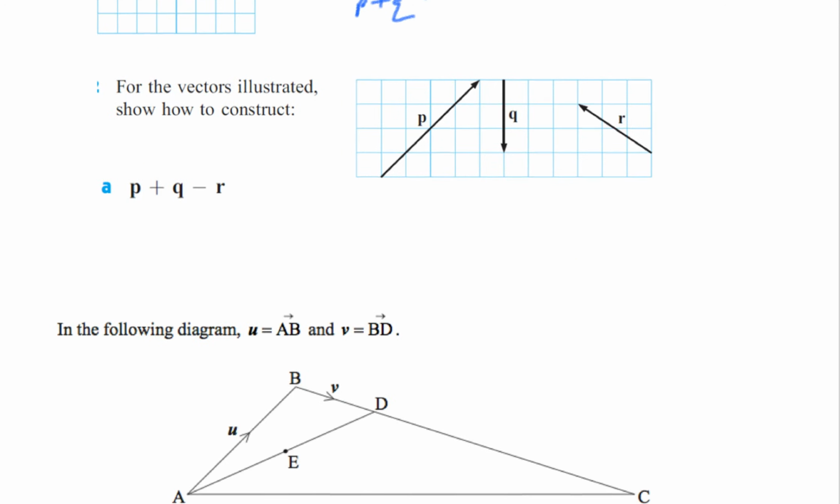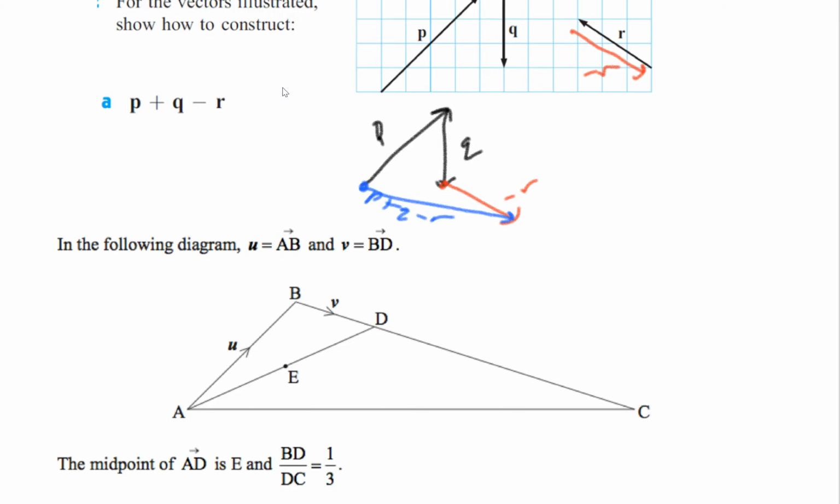This kind of puts it all together right here. They want you to add P, so here's P. Add it to Q, so Q is going to go straight down. And then they want negative R. I have positive R right now, so negative R is going the opposite direction. So it's going to go from here, so connect that way. And then my answer is that, where you started to where you ended. P plus Q minus R. So again, that's how you add vectors.